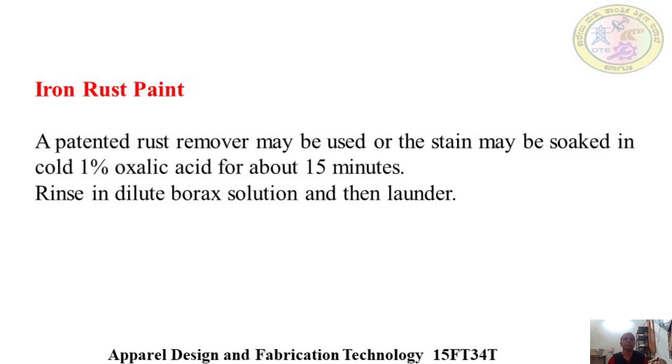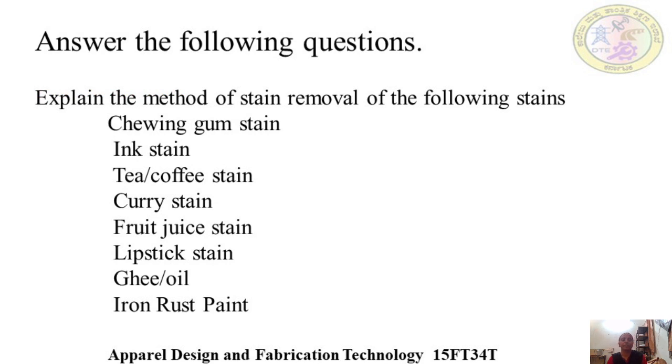Iron or rust paint. A paint rust remover may be used, or the stain may be soaked in cold 1% oxalic acid for about 15 minutes. Rinse in dilute borax solution and then launder. This is the step to be followed to remove iron or rust, and the solvent used is oxalic acid. So in this way you have to select particular solvents to remove a particular stain on a particular fabric.